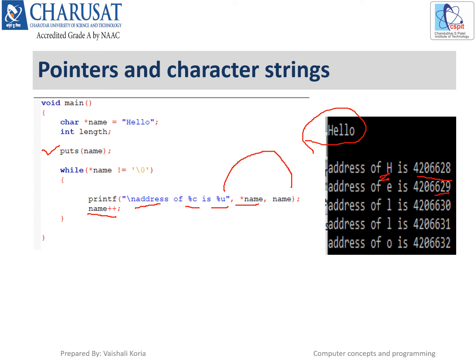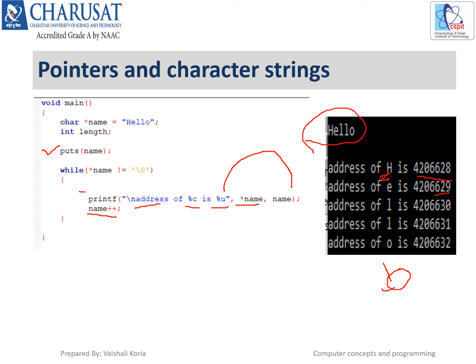But the question is how many times these two statements, printf and name plus plus, should be executed. So until all the characters are printed. So how do we know that we have reached the last character of the string? We know that the string is terminated with the null character. So we want to access the last character.